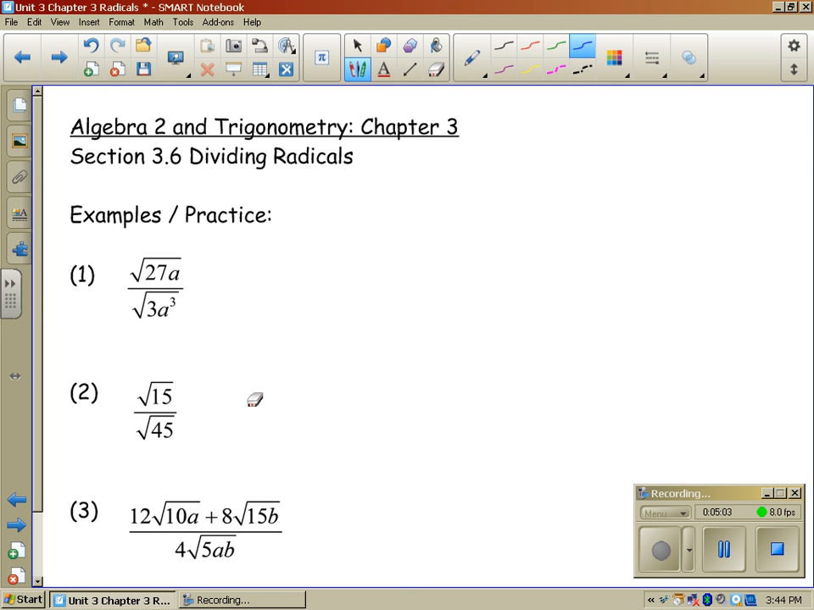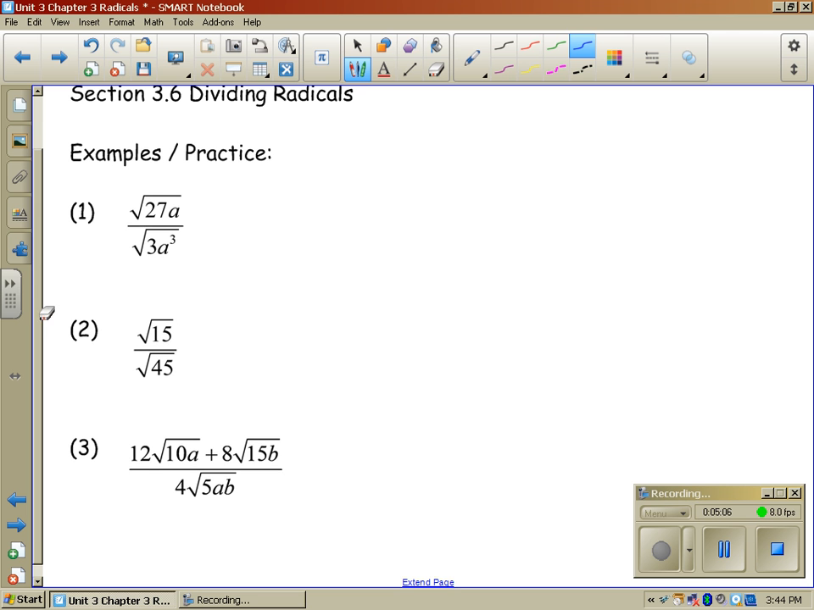Next page. So let's do a little practice. When I look at this, you could simplify the square root of 27, but when I look at 27 and 3, I know that 27 divided by 3 is 9, so it makes more sense to write it under one radical. 27a over 3a cubed. So simplify there. 27 divided by 3 is 9. 1a on top, 3 on bottom means that there's a squared on bottom. Now take the square root. Square root of 9 is 3. Square root of a squared is a.